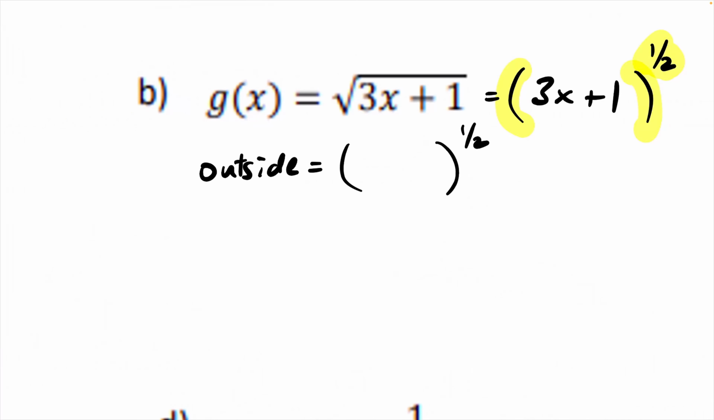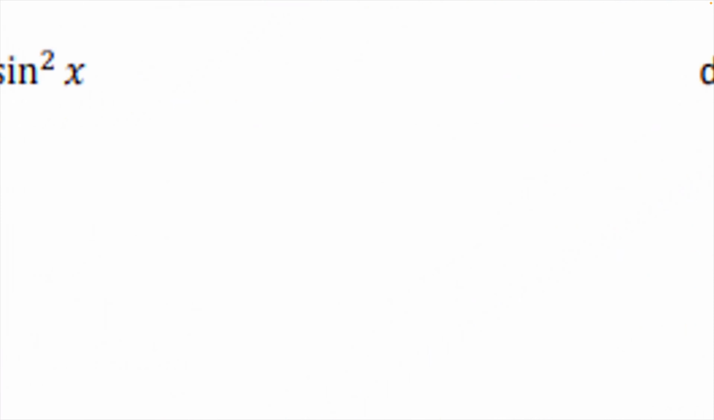Now that the shell is gone, now we can go to the inside, right? So the inside would be 3x plus 1. I can't get to 3x plus 1 without finding the derivative of the outside, right? The outside's the shell. This one's the chocolate, okay? Okay. Let's do the next one.